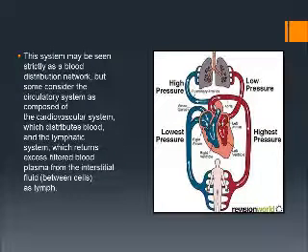The system may be seen strictly as a blood distribution network, but some consider the circulatory system as composed of the cardiovascular system, which distributes blood, and the lymph system, which returns excess filtered blood plasma from the interstitial fluid between cells and lines.